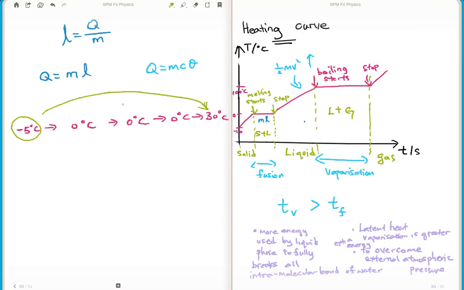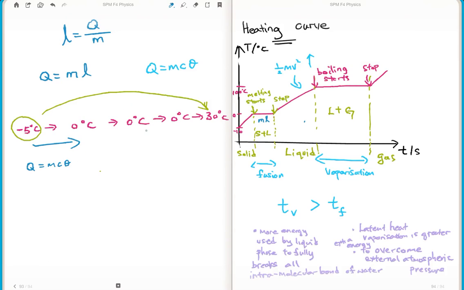So how will you use it? First of all, you need to find out what the energy involved is. From here to here, there's an increase of temperature, isn't it? Increase of temperature, therefore Q would be mcθ. You find out the values and key in. c is for water. Definitely the temperature change is 5.